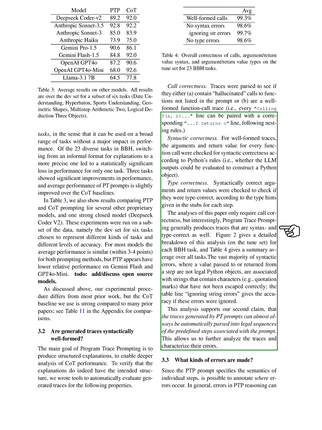While our analysis primarily requires call correctness, we find that PTP generally produces traces that are also syntax and type correct. We provide a detailed breakdown of this analysis for each task and a summary average across all tasks. Most syntactic errors arise from strings with incorrectly escaped characters. Our analysis supports our second claim that traces generated by PTP can almost always be automatically parsed into valid sequences of the predefined steps associated with the prompt, allowing us to further analyze the traces and identify their errors.